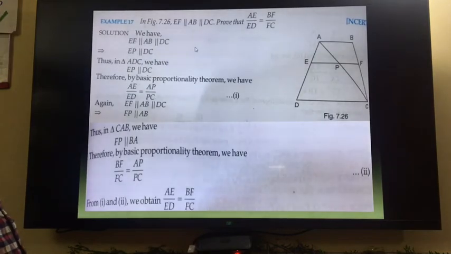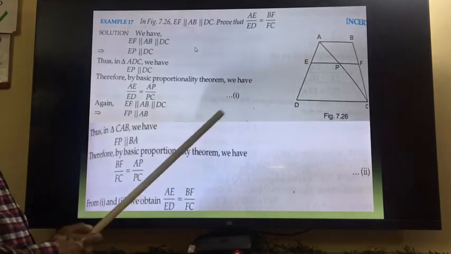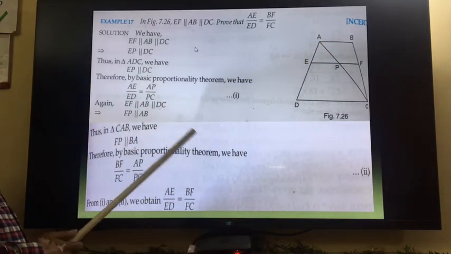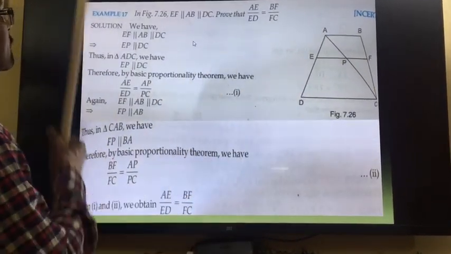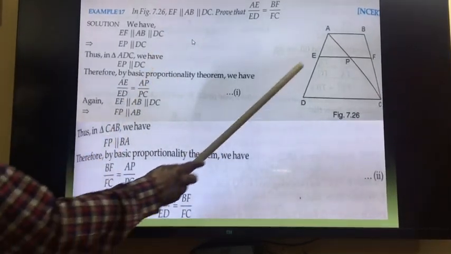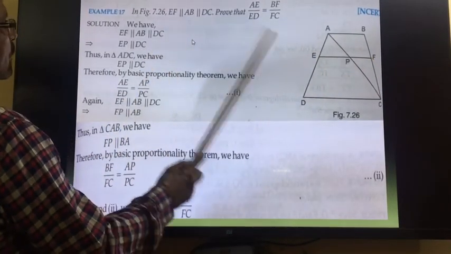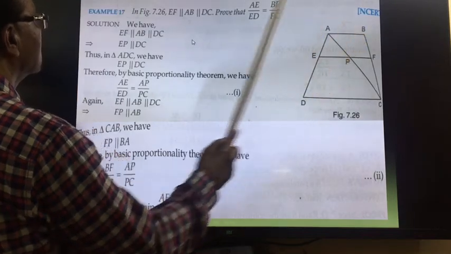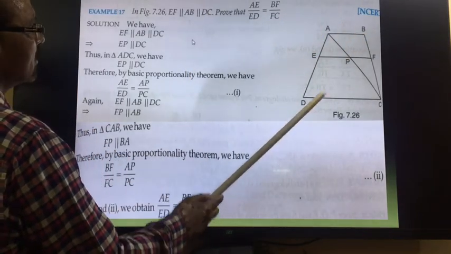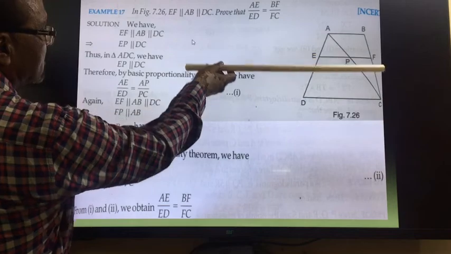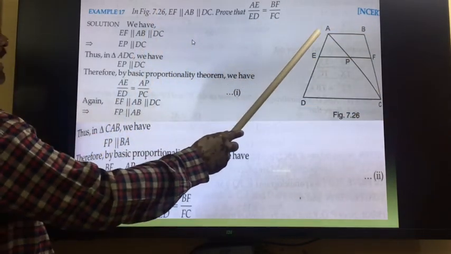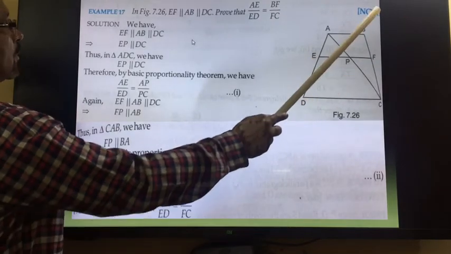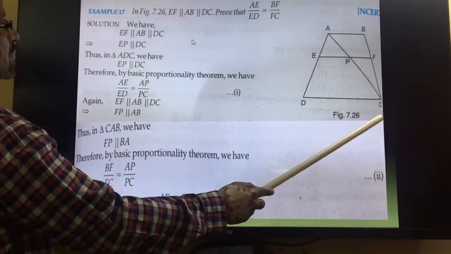Now see the next question. This is also very important. It is also from your NCERT book. So please do it carefully. The question is, there is one figure given, and in this figure it is given EF line is parallel to AB, and this is also parallel to DC. So AB parallel to EF is parallel to DC. All three lines are given parallel. We have to prove that AE upon ED is equal to BF upon FC.